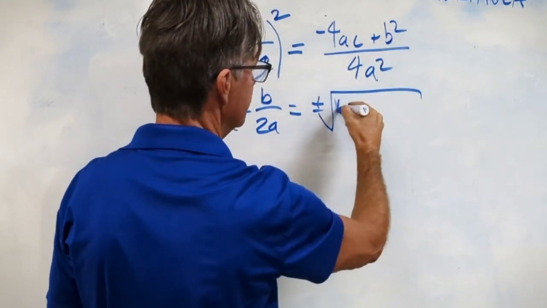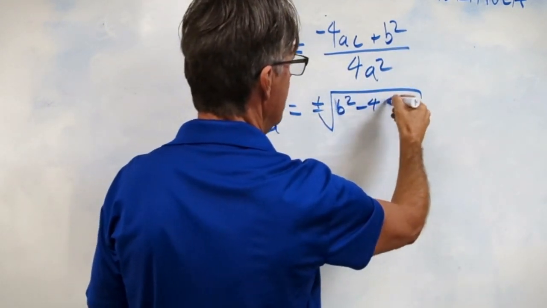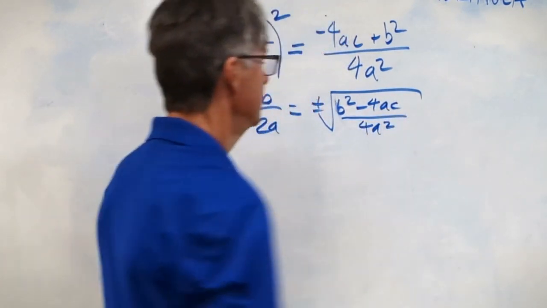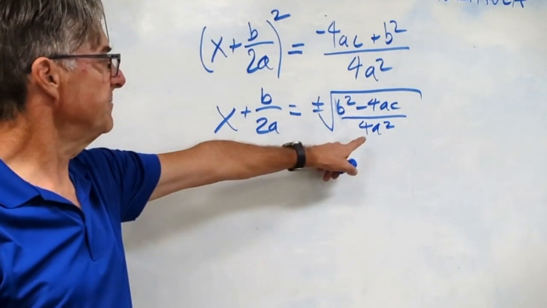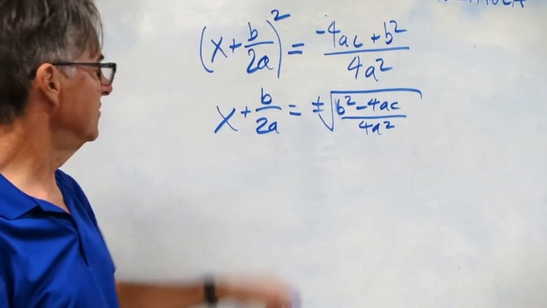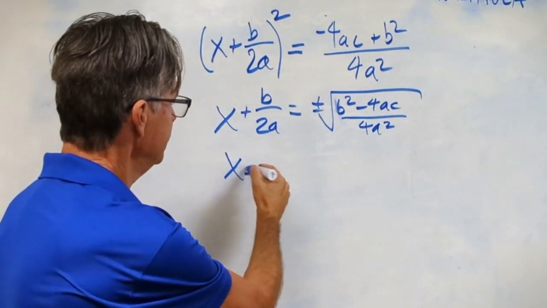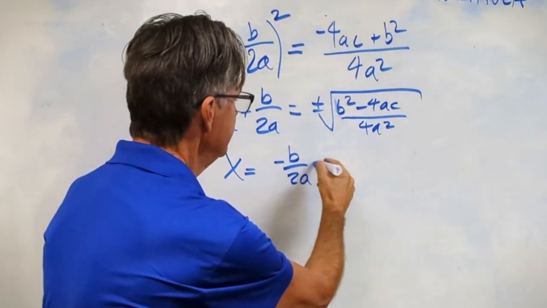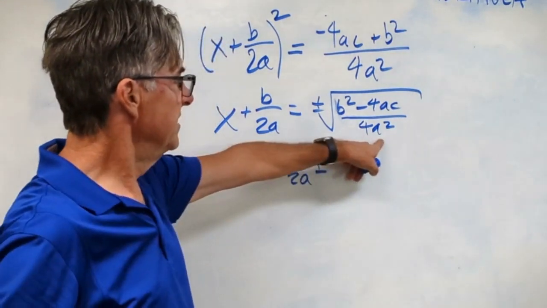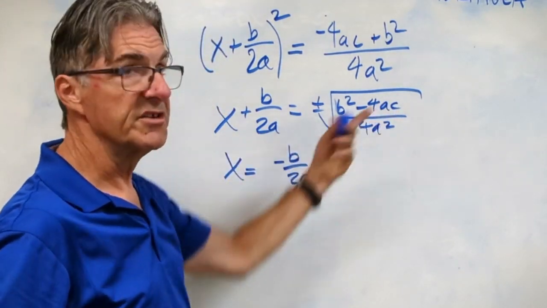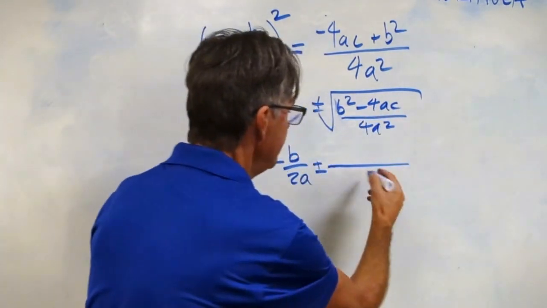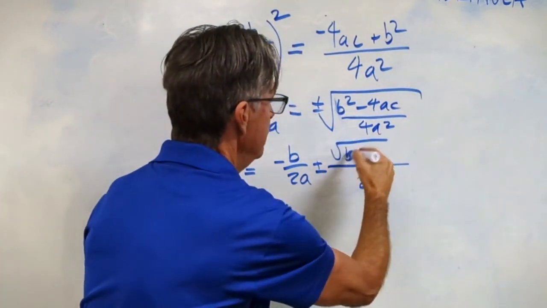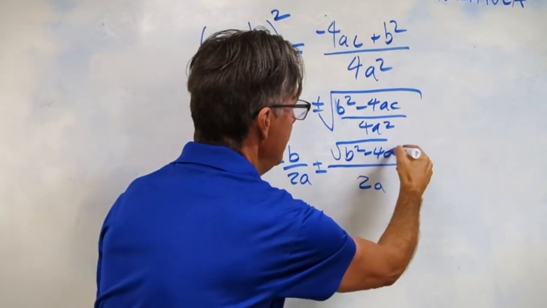That's a positive, so I can just write b squared minus 4ac over 4a squared, like that. Now, I can simplify this, and I can bring this over. So let's do that. X equals minus b over 2a plus minus. Now, the bottom, this is a perfect square. 4a squared is just 2a. So the bottom of this is just going to become 2a. And my top, I'm just going to keep my root, b squared minus 4ac.